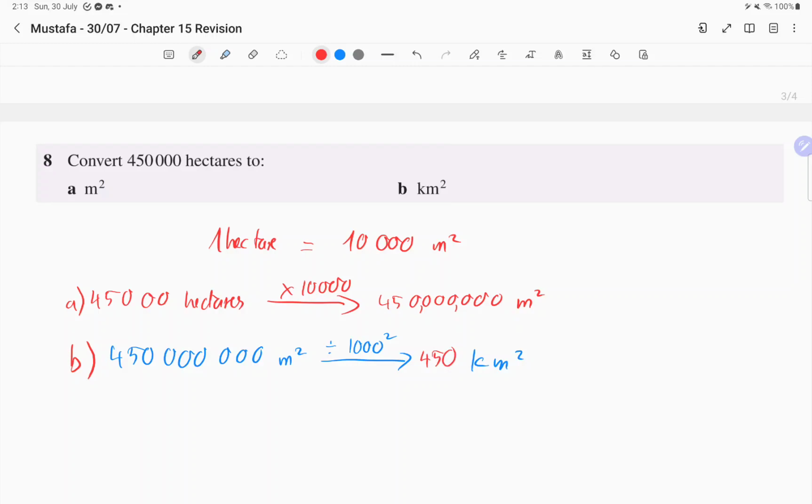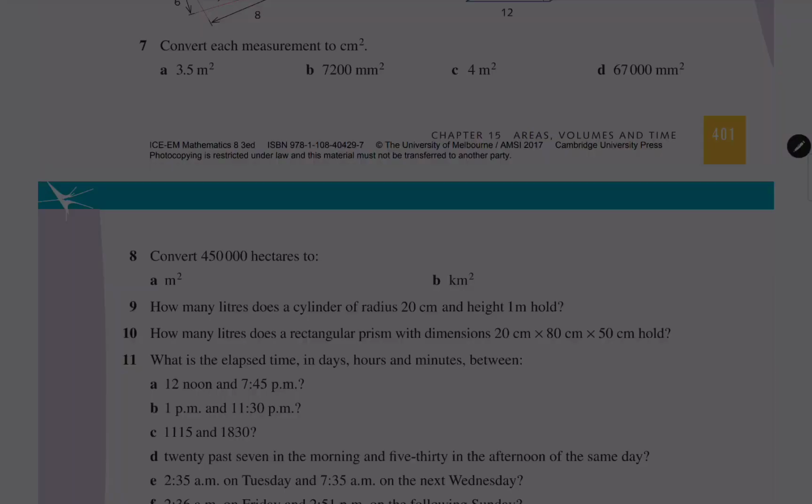Make sense? Pretty simple, right? The only new thing that you need to remember is 1 hectare is the same as 10,000 square meters. Or think of it as 1 hectare is like 100 meters by 100 meters. Okay, so 10,000.